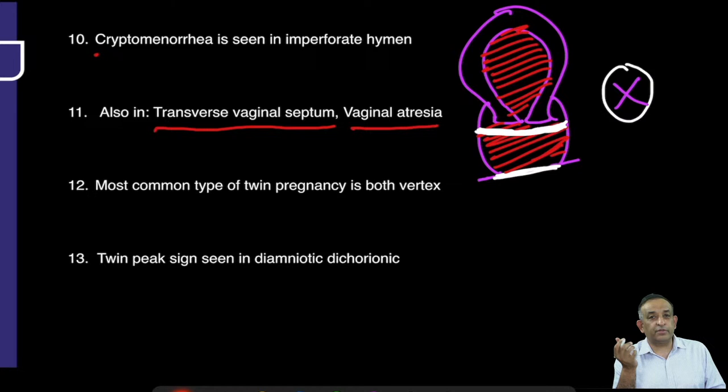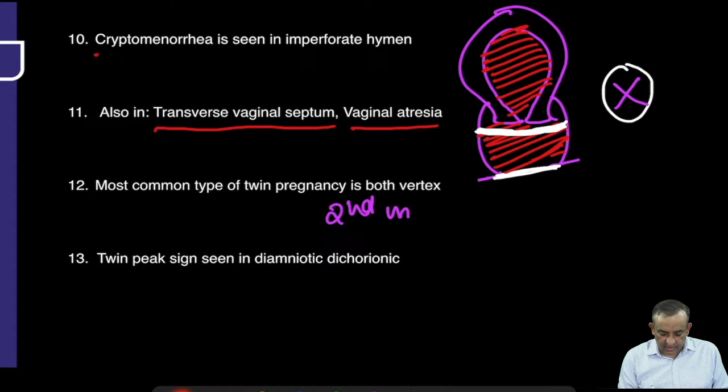Now, the most common type of twin pregnancy is both vertex. They've asked you what is the second most common. So most common is both vertex, and the second most common is first vertex and second breech.